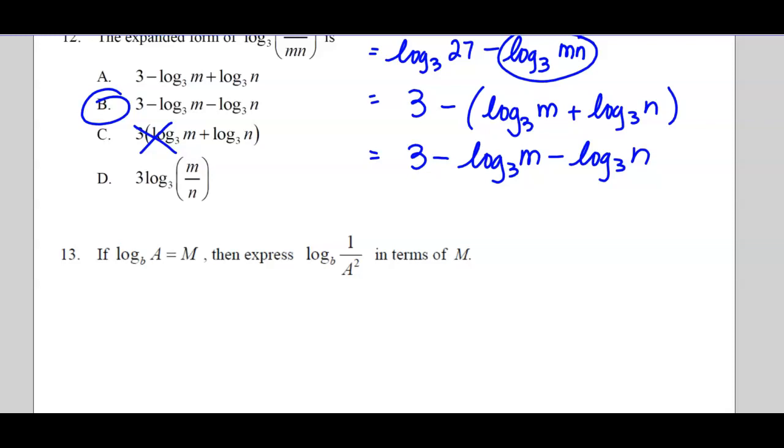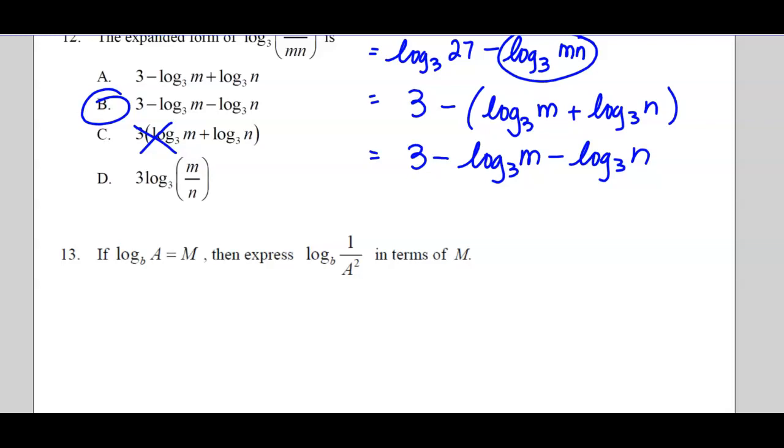Okay, try 13. Again, no numbers, so you have to know your log laws. So this is a definition statement. We're saying log of a base b equals m. If that's true, try to express this in terms of m. So basically, I want to try to get log of a out of this. Okay, well, I've got log of 1 over a squared right now.